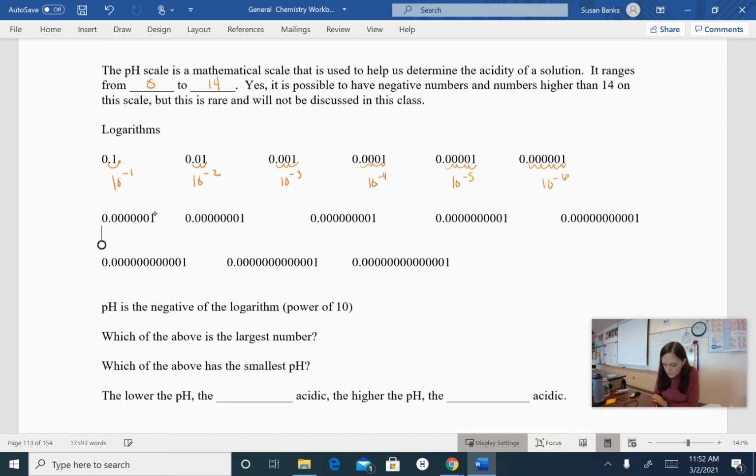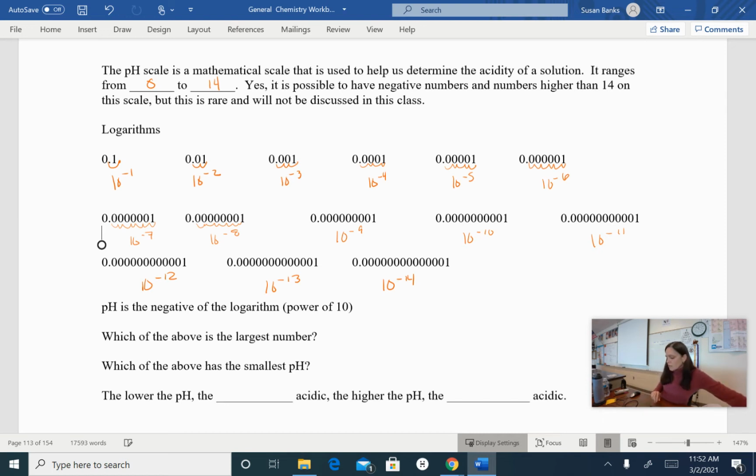Hopefully you see a pattern here. So 1, 2, 3, 4, 5, 6, 7, 10 to the negative 7. Let's see, 1, 2, 3, 4, 5, 6, 7, 8. 10 to the negative 9. 10 to the negative 10. 10 to the negative 11. 10 to the negative 12. 10 to the negative 13, and 10 to the negative 14. Okay, did you get that?